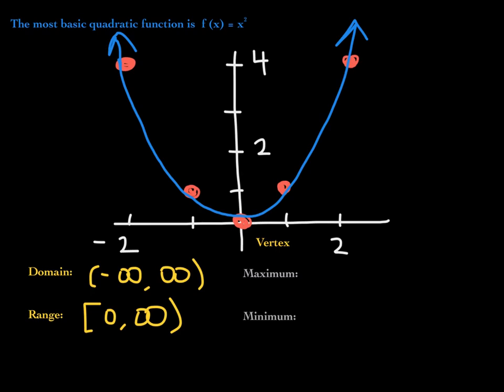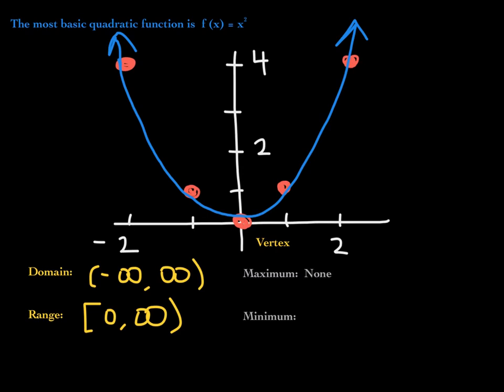Now, when you look at this parabola, what is the highest point? I don't care which side you look at. What's the highest point? You should be thinking there is no highest point. This parabola keeps on going higher and higher and higher. For that reason, you would say there is no maximum, right? This parabola has no maximum. I'm just going to say none.